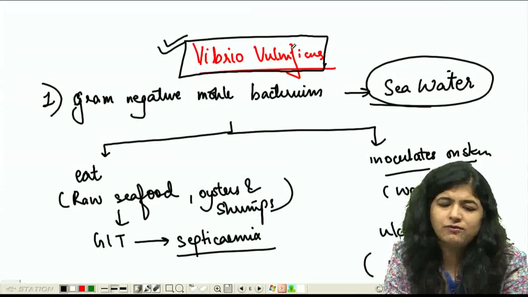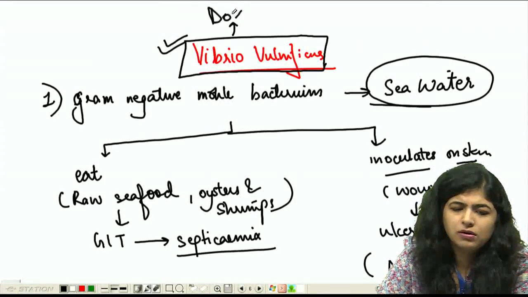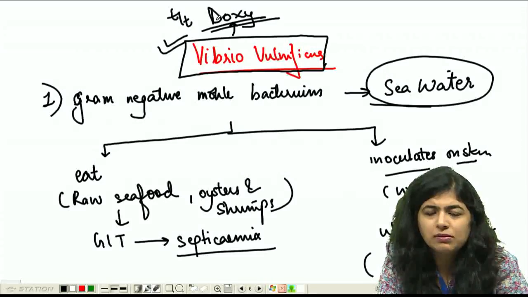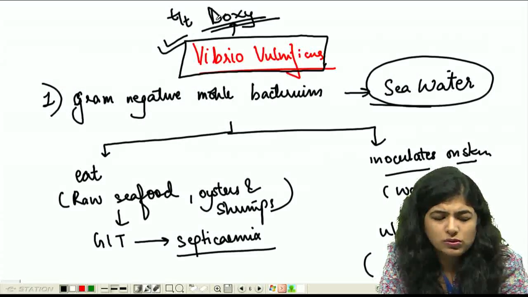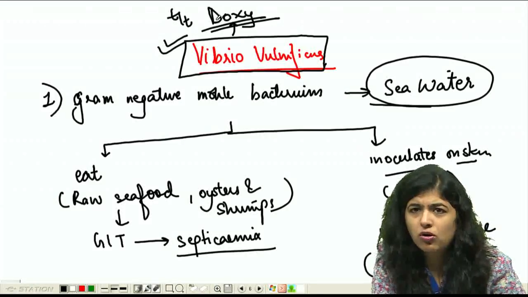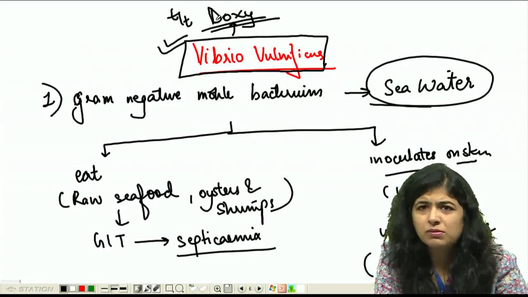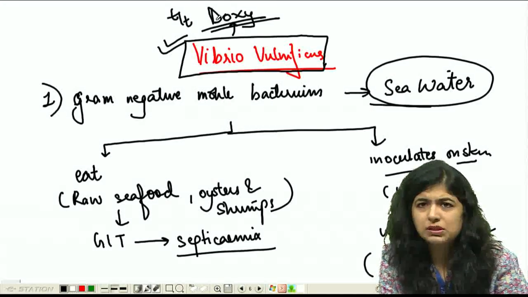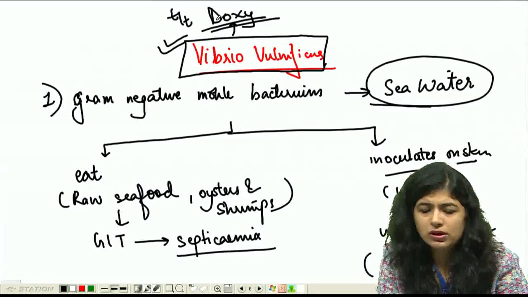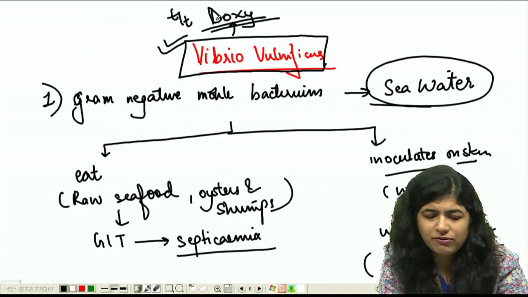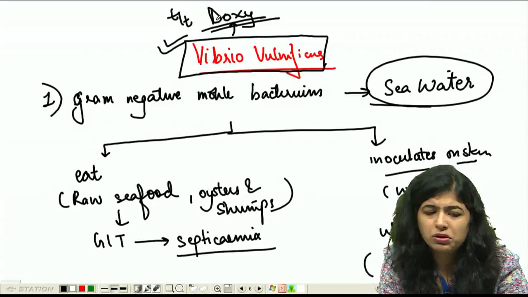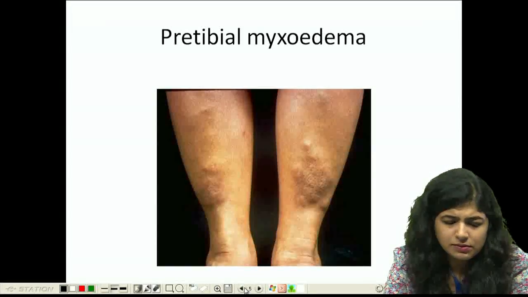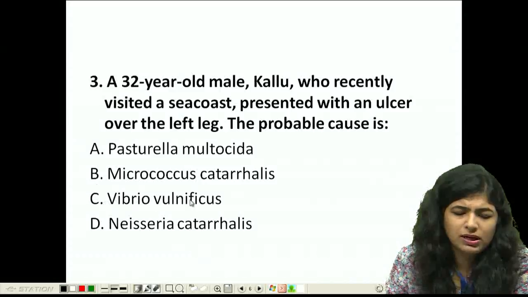Important to know Vibrio vulnificus. What will be the treatment? Treatment will be doxy. Like cholera, here also treatment will be doxy, since the bacteria is Vibrio only. So seafood, if you get a question, a person ate raw oysters, ended up with severe fever, malaise, DIC, what is the cause? The cause is Vibrio vulnificus. Person went to the sea coast, ended up with an ulcer, cause Vibrio vulnificus. Clear to everyone? Important, because you don't commonly read such things. So the answer to the question there is Vibrio vulnificus. Clear to everyone?